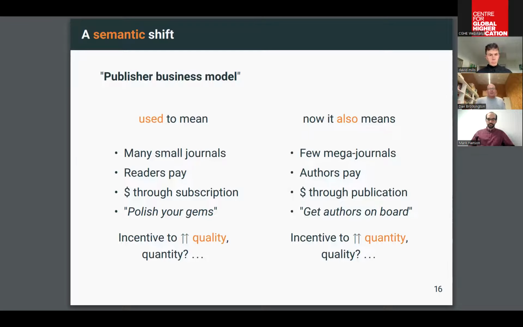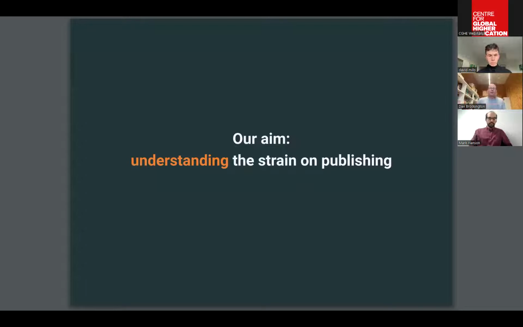And what we set out to do in this paper was to focus on the behavior of the publishers. And we did this for a couple of reasons.